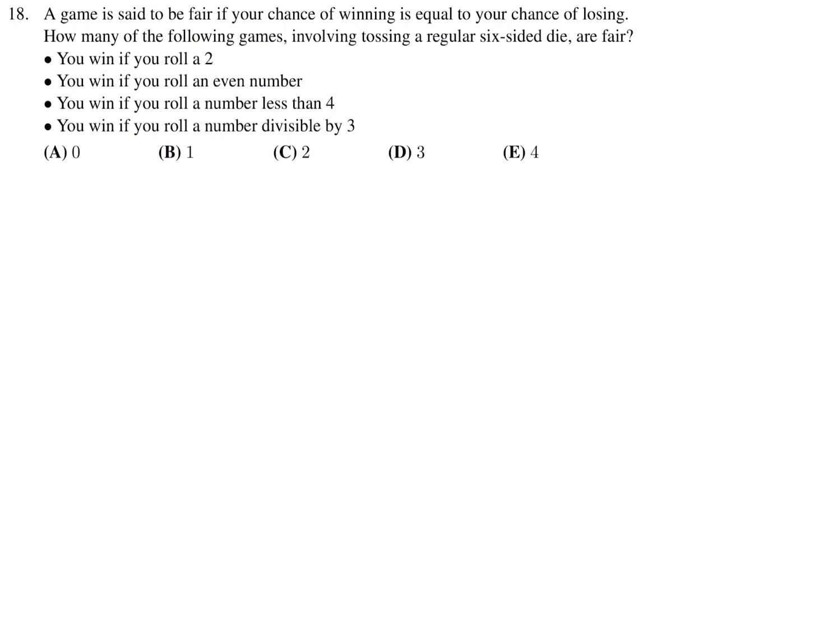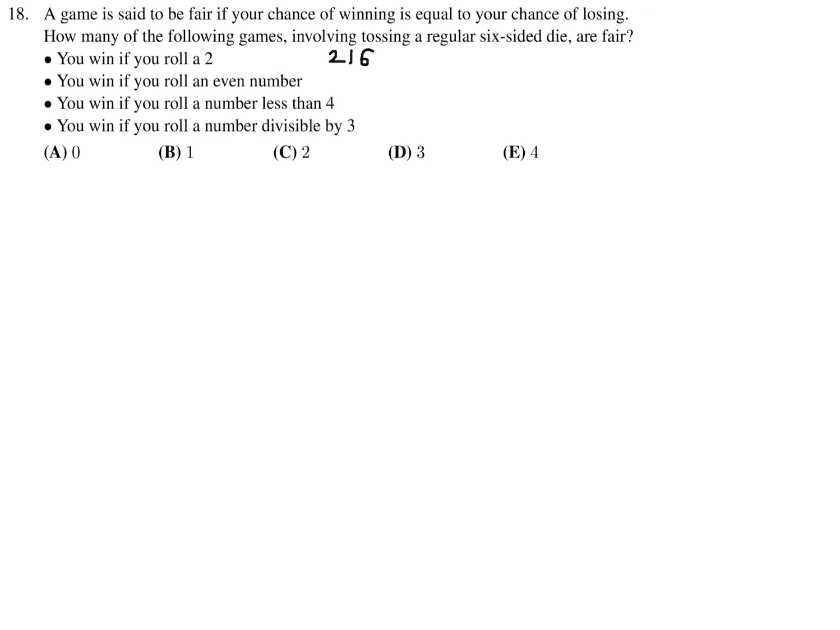A game is said to be fair if your chance of winning is equal to your chance of losing. How many of the following games involving tossing a regular 6-sided die are fair? You win if you roll a 2. Well, there's a 2 out of 6 chance that you will roll a 2 on a fair die because there's 6 sides and each of them have a number from 1 to 6.